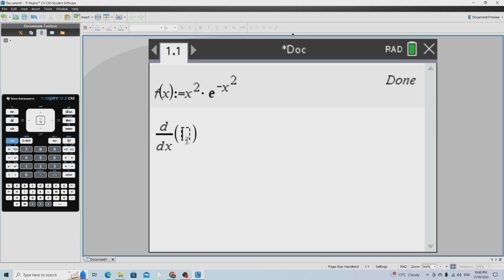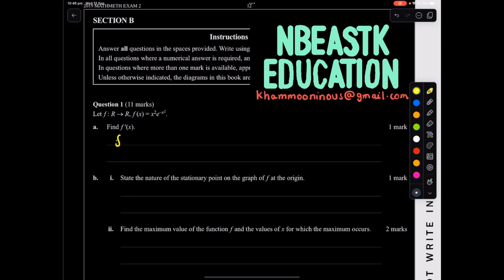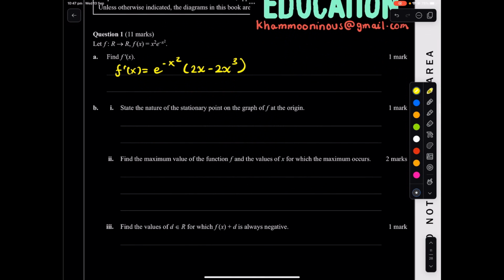So this f of x. Perfect. So let's write that. f dash of x is e to the negative x squared times (2x minus 2x to the power 3). Perfect. State the nature of the stationary point of the graph of f at the origin.